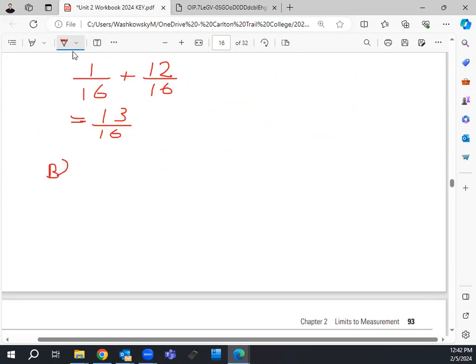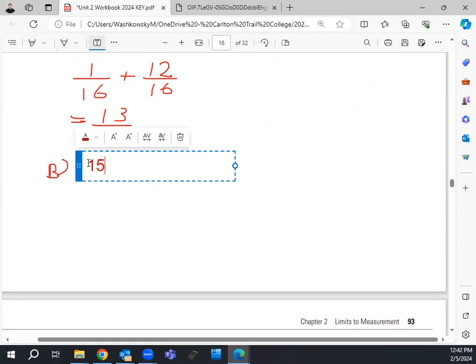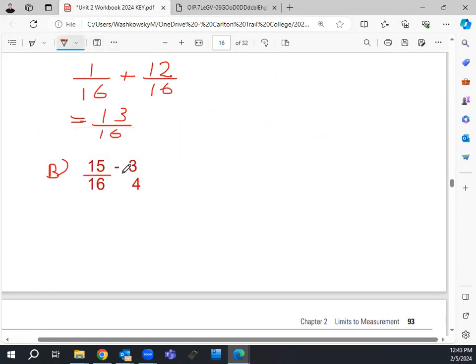Question B is 15 over 16 subtract 3 over 4. Just like before, I'm going to do the exact same thing. I need to get the same denominator. I see that, oh, 16 and 4. Well, a common factor here is 16, because I can go 4, 8, 12, 16. So just like before, I'm going to multiply this right side here by 4, because 4 times 4 gives me 16. And all of a sudden, I can see that I'm going to get 3 over 16.